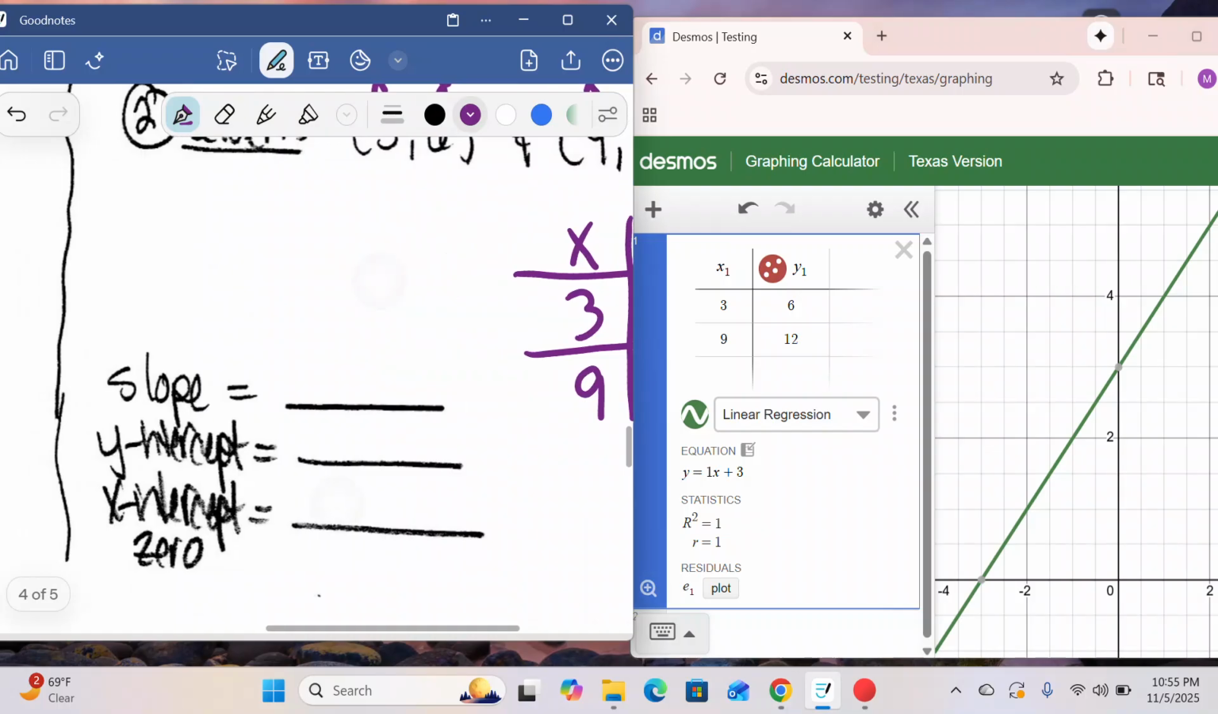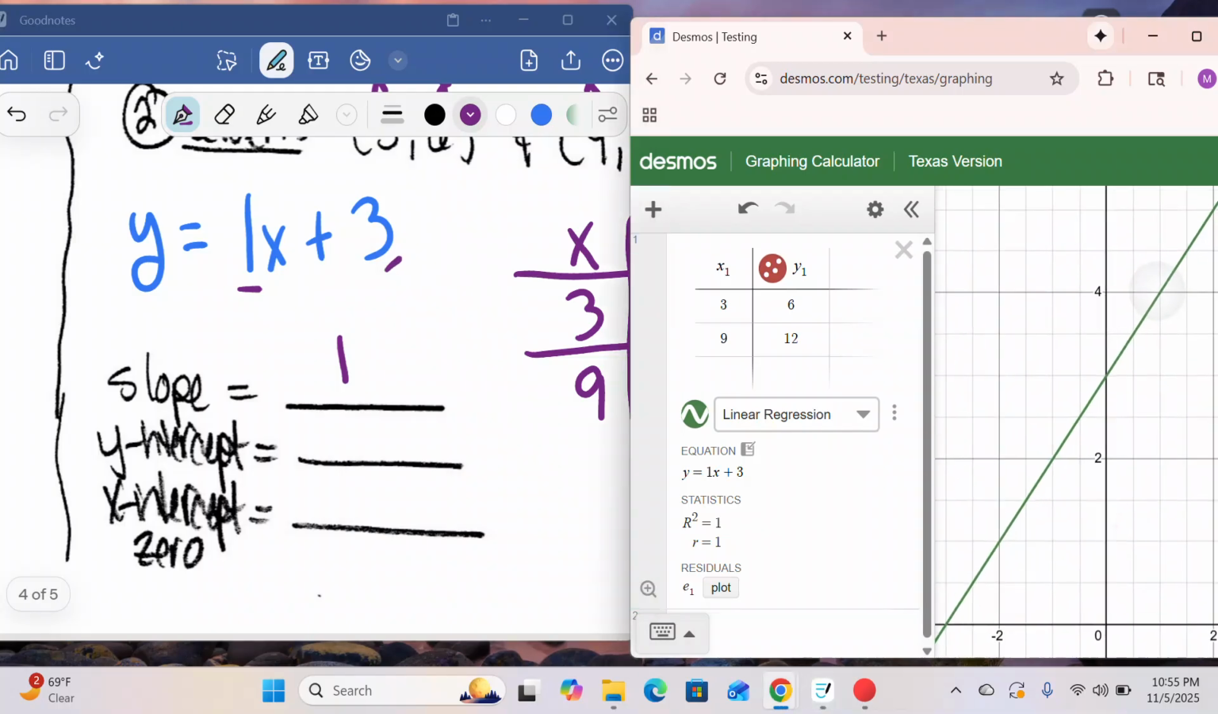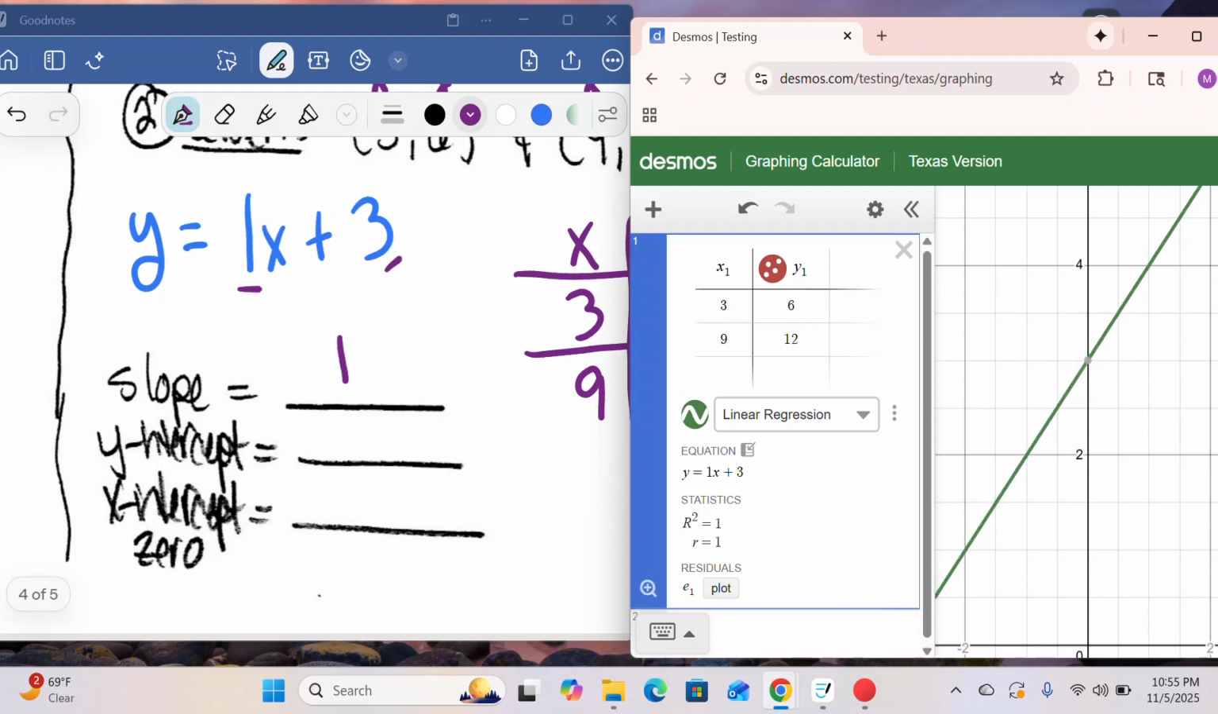So going based on this, I already know that y equals 1x plus 3. I'm going to underline my slope. My slope is 1. My y-intercept, I don't know what my y-intercept is. Well, it is 3 right here. But if you don't believe me, all you have to do is find out where it crosses the y-axis, which is the one going up and down. You hover over it, and it is 0 comma 3, or 3.